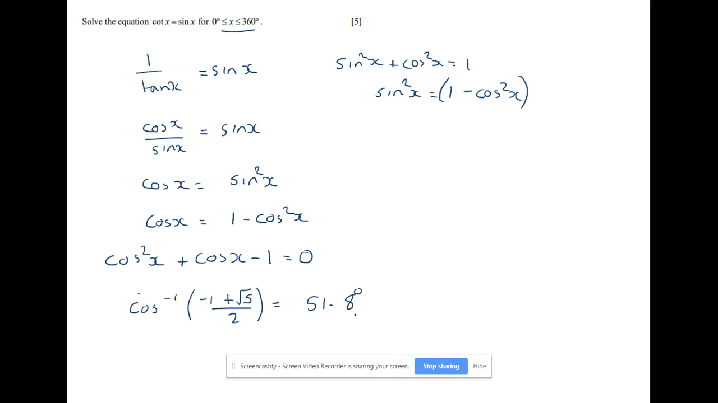That'll end up getting the answer 51.8 degrees. And because the range is within 360 and we're looking at cos, if we think about our CAST diagram, it's also going to be 360 minus the 51.8, so we also get 308.2 degrees, and that would be the other answer.